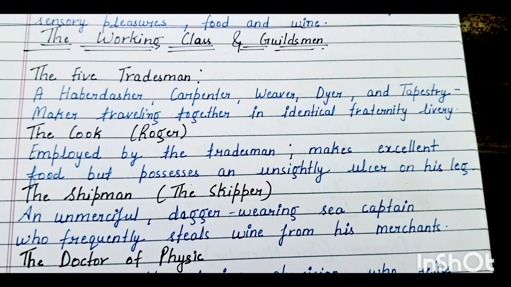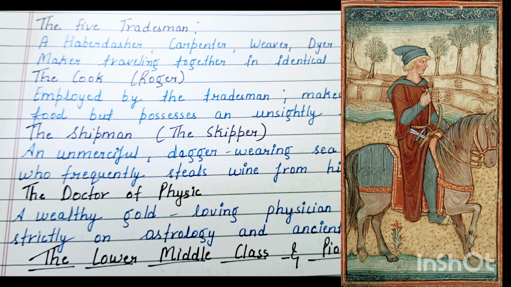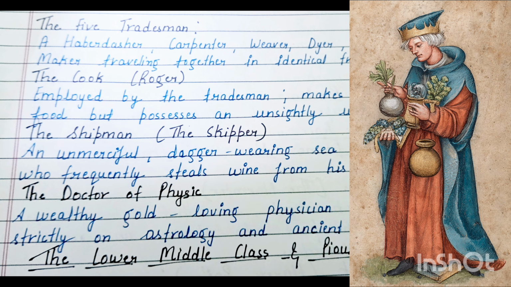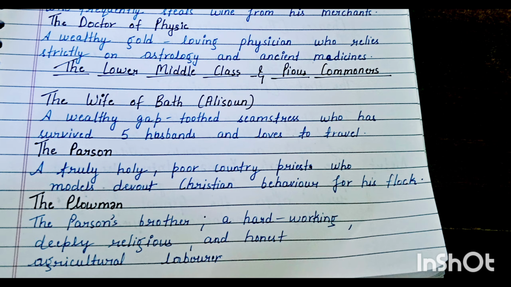The shipman, he is an unmerciful, dagger-wearing sea captain, because he is wearing a dagger, who frequently steals wine from his merchants. The doctor of physic, he is a physician, he loves gold, he relies strictly on astrology and ancient medicines. Then comes the lower middle class and pious commoners.